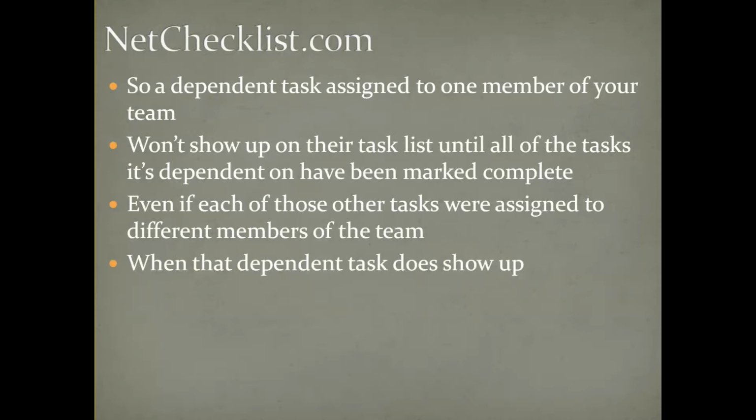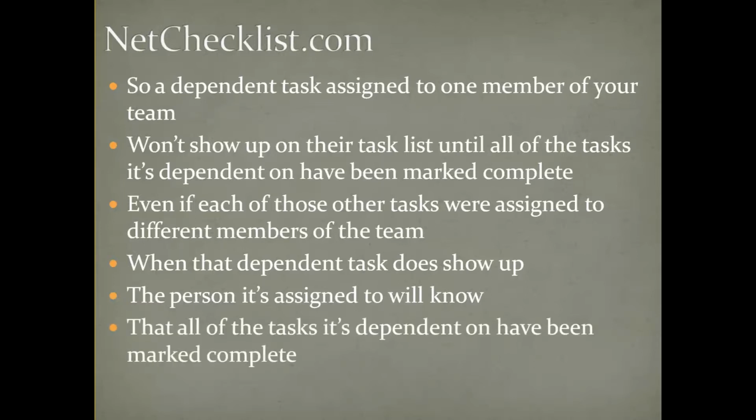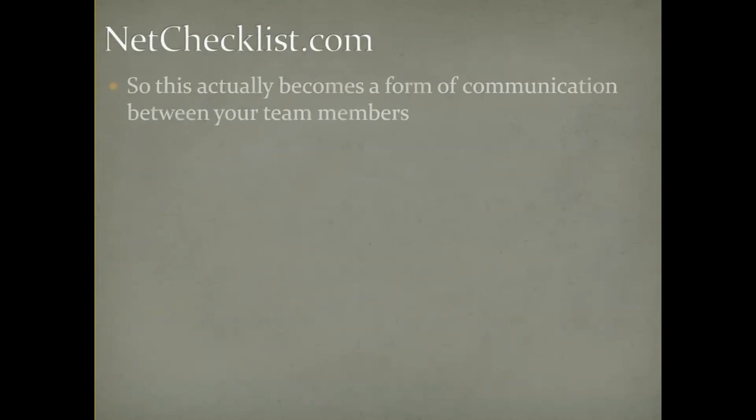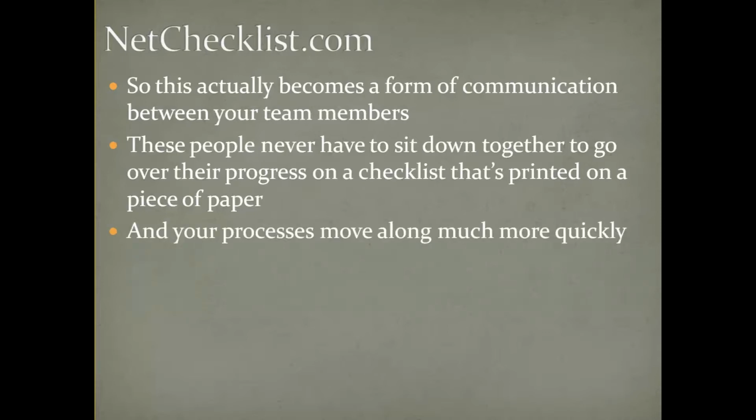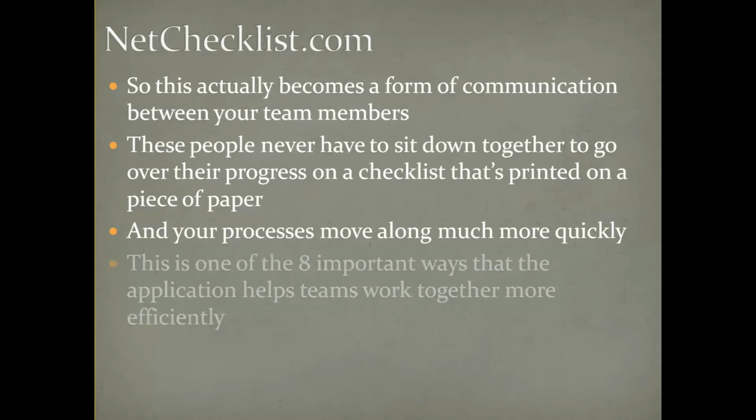And when that dependent task does finally show up on their task list, the person that it's assigned to will know that all of the tasks it's dependent on have been marked complete by whoever they were assigned to. So this actually becomes a form of communication between your team members. And these people never have to sit down together to go over their progress on a checklist that's printed on a piece of paper, and your processes also move along much more quickly.